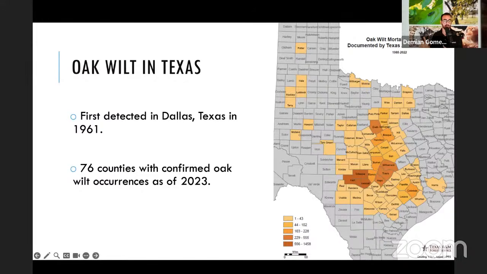And so far, as of 2023, we have 76 counties that have been confirmed with oak wilt, and you can see there in the map that the darker the color of the county, basically that means that we have recorded more mortality centers. So as you can see, this is something that definitely affects large portions of the Hill Country, a large portion of central Texas as well.